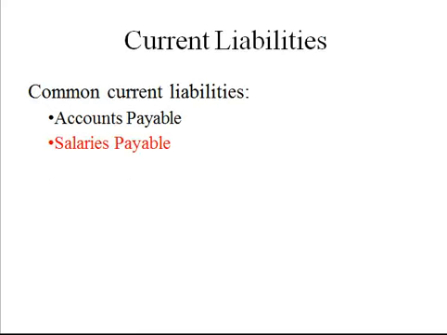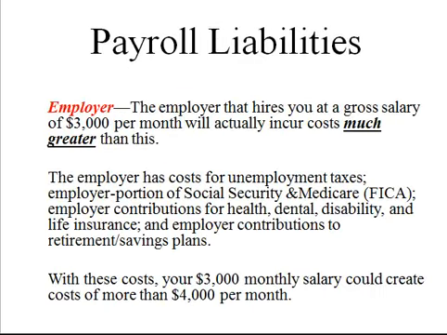Another common current liability are wages or salaries payable. When you graduate, your employer might pay you a gross salary of $3,000 per month, but the employer will actually incur costs much greater than this. The employer has costs for unemployment taxes, the employer portion of Social Security and Medicare. The employer likely will make contributions for fringe benefits on your behalf, such as health, disability insurance, life insurance, as well as retirement plans. With these costs, your employer will incur much more than the $3,000 monthly salary.